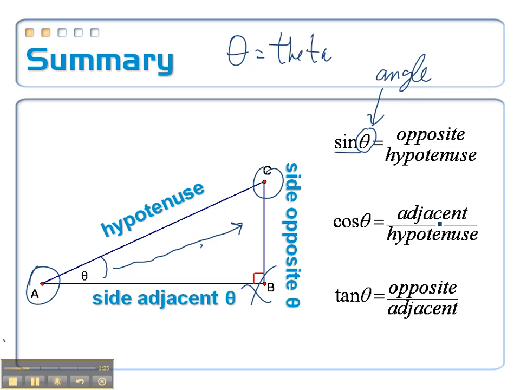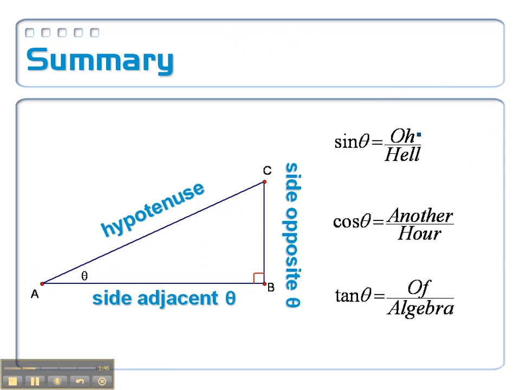So here are a couple of ways to memorize this. If you look on any scientific calculator, sine, cosine, and tangent always come in this exact order: sin, cos, and tan, no matter where it's made. So here's the first way to memorize this. If you write them in order, sine, cosine, and tangent, opposite over hypotenuse, adjacent over hypotenuse, and opposite over adjacent, you can remember it like this. Oh hell, another hour of algebra. Opposite over hypotenuse, adjacent over hypotenuse, opposite over adjacent.